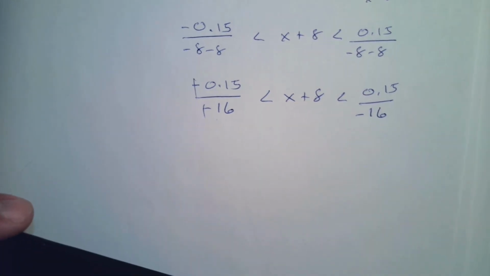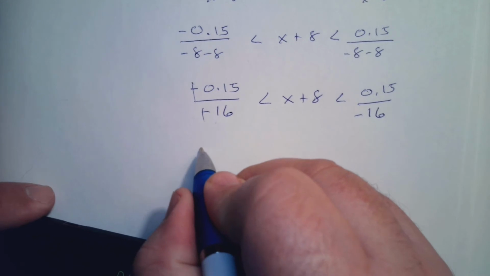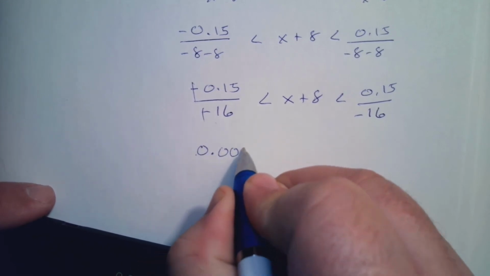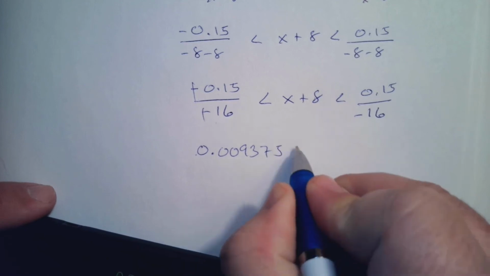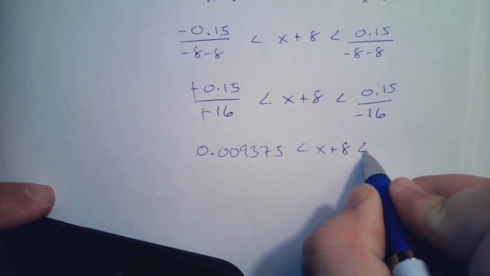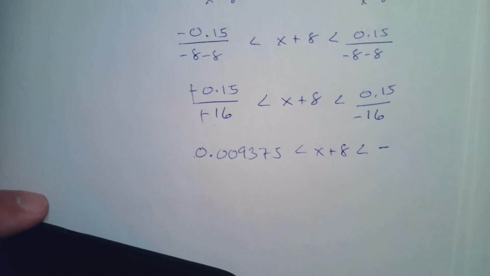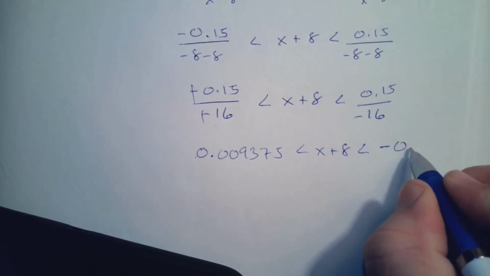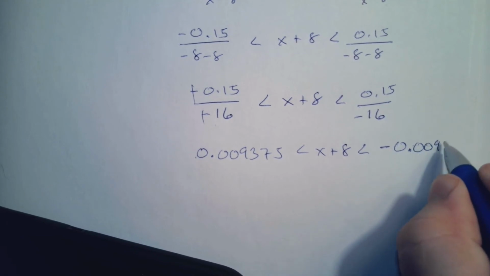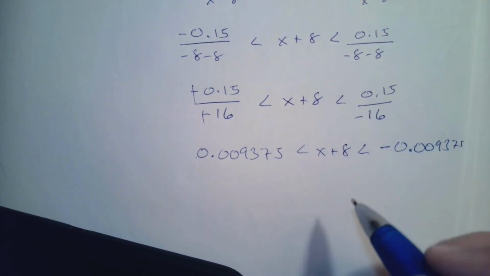0.15 divided by 16 gives 0.009375. Divided by, again, the same thing, it should be negative. But look at the absolute value of them.